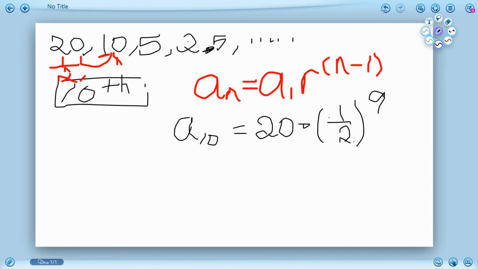Now I'm going to go ahead and distribute. I'm just going to leave the 20 alone. The numerator would be 1, and the denominator would have 2 to the 9. Once you put this in your calculator, that would be your 10th term.